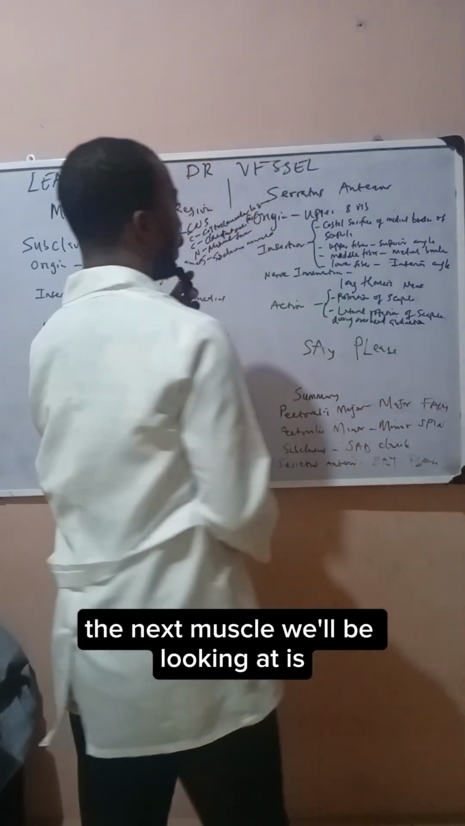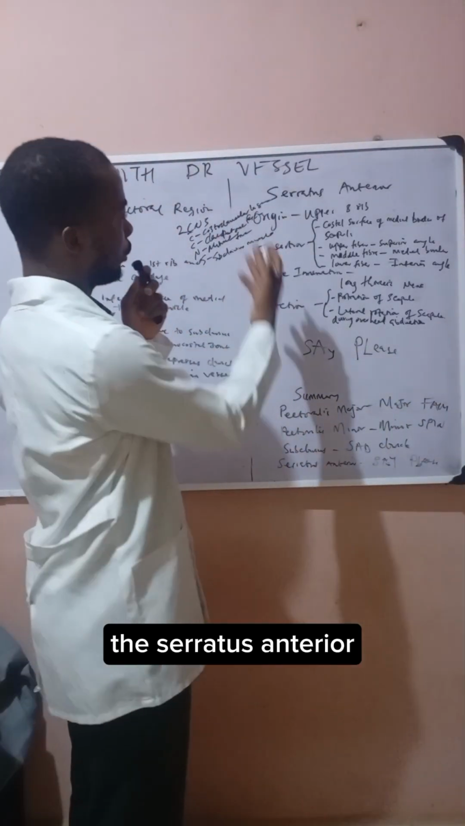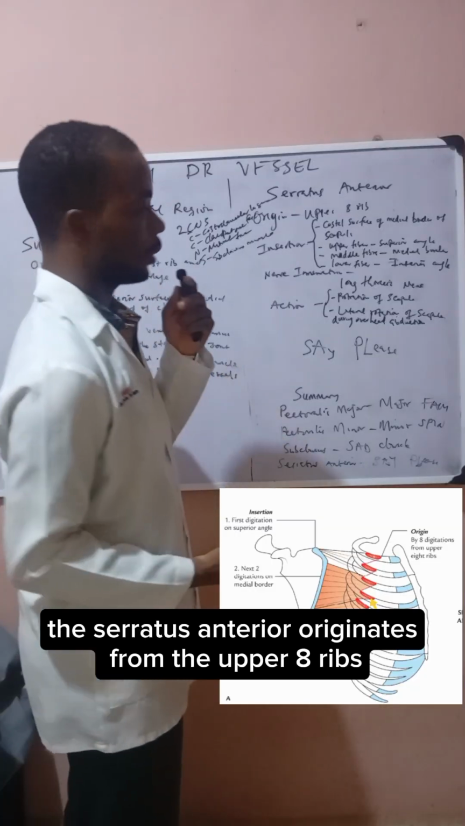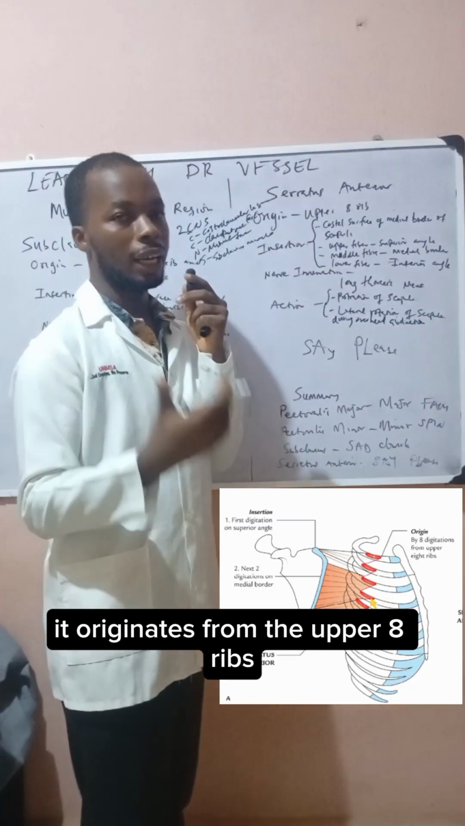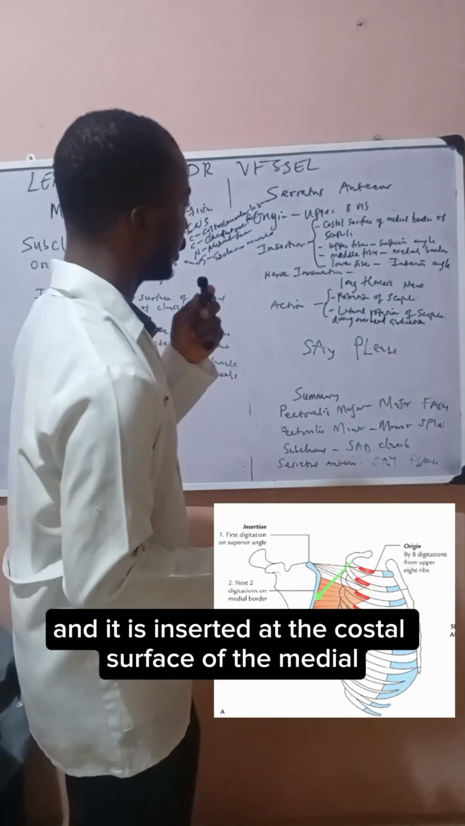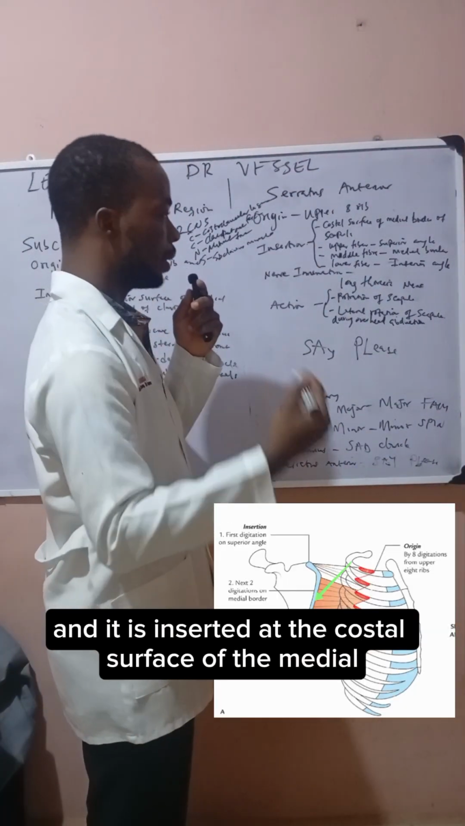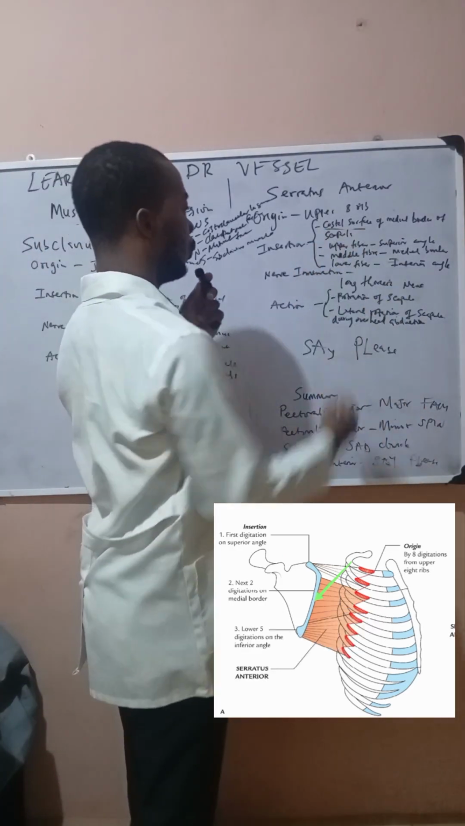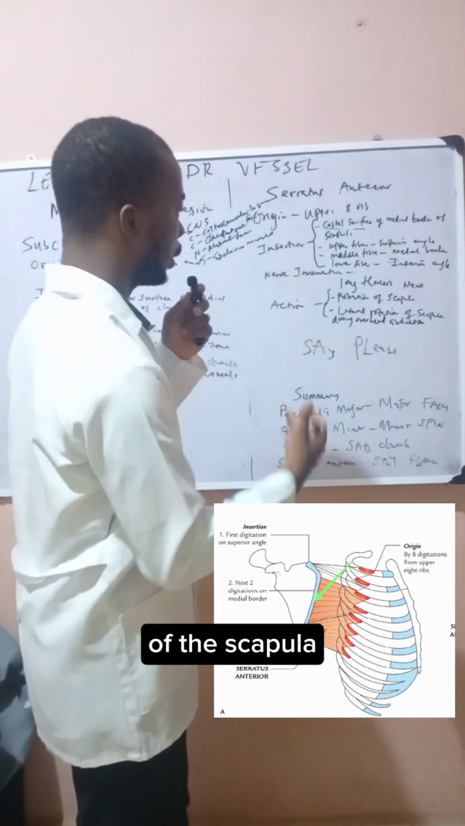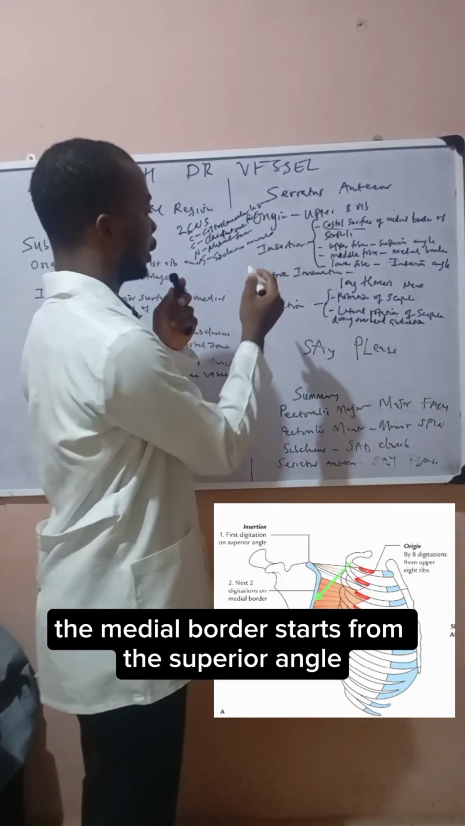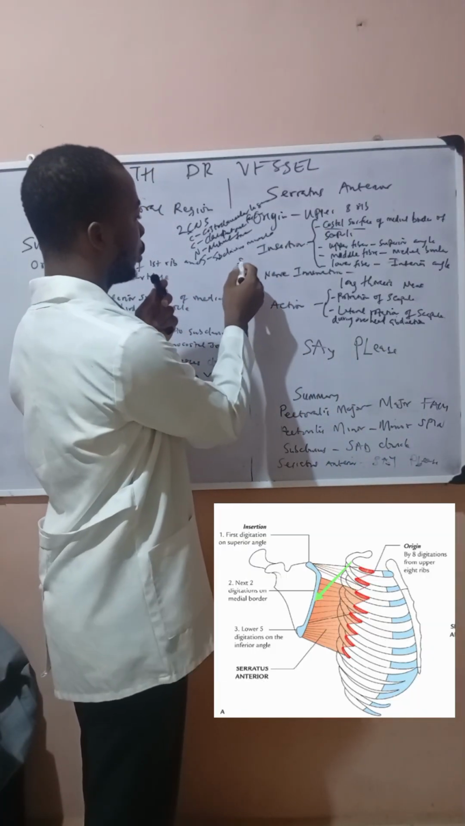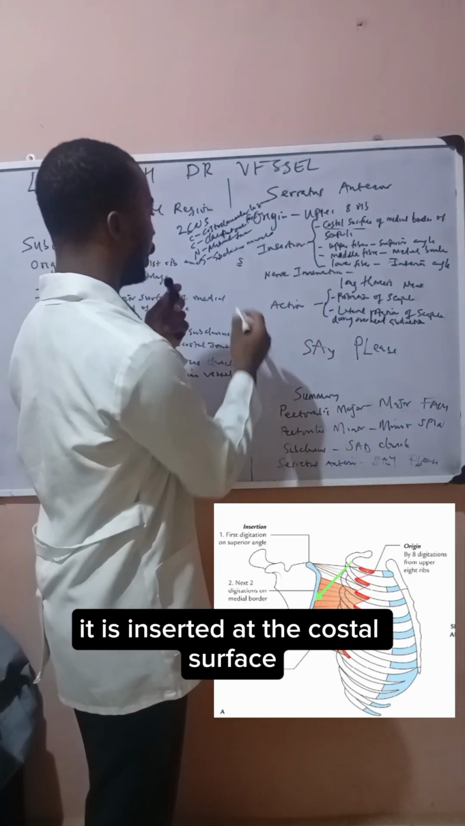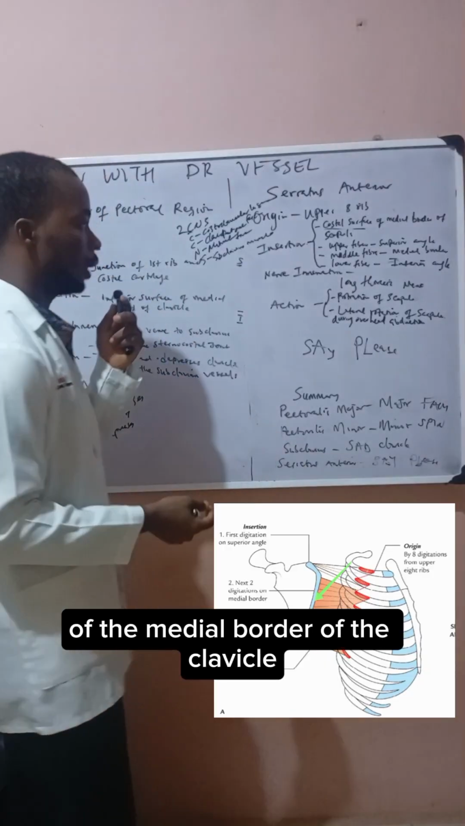The next muscle we'll be looking at is the serratus anterior. The serratus anterior originates from the upper 8 ribs, and it is inserted at the costal surface of the medial border of the scapula. The medial border starts from the superior angle and goes to the inferior angle.